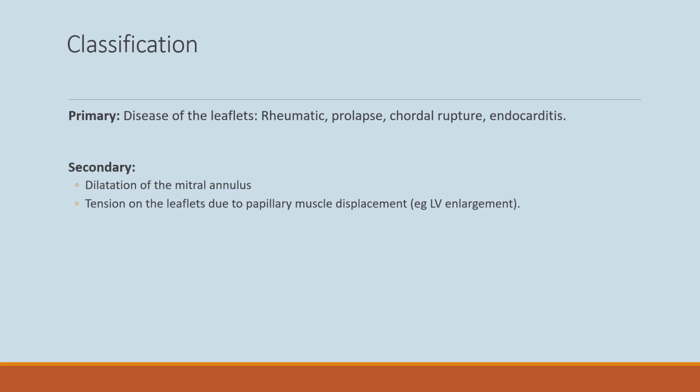But we have another quite important cause, which is dilatation of the mitral annulus or tension on the leaflets due to papillary muscle displacement or enlargement, which we call secondary mitral regurgitation. So in secondary mitral regurgitation, there's nothing wrong with the valve leaflets themselves. It is a disease of the supporting structure: dilatation of the annulus or problems with the position of the papillary muscles. We'll elaborate on that.